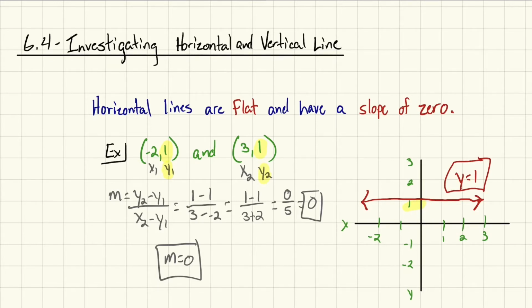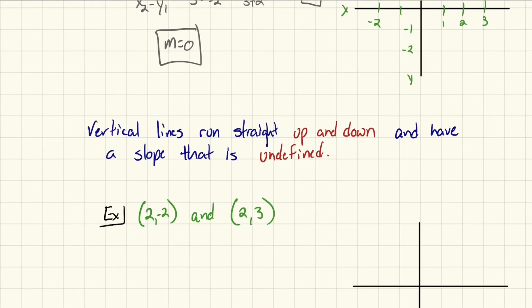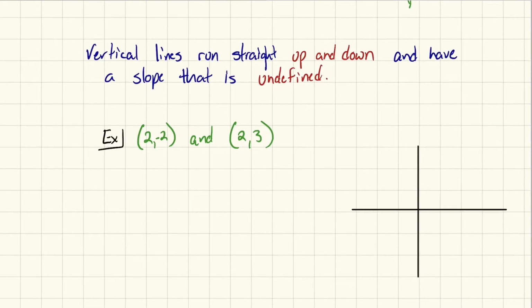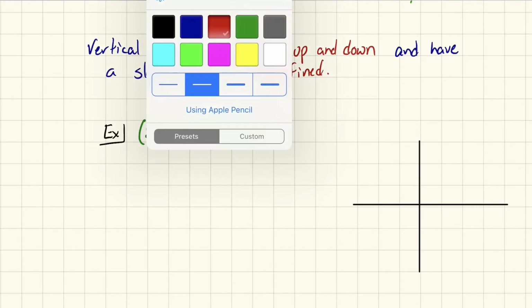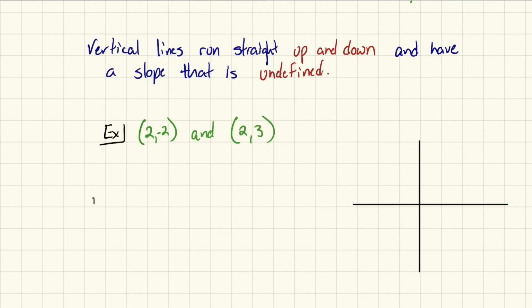Now we move on to vertical lines. Now vertical lines are the same, just in the different direction. So vertical lines run straight up and down, and they have a slope that's undefined. Now, why would that be the case? Well, let's take a look again using our slope formula: y sub 2 minus y sub 1 over x sub 2 minus x sub 1.